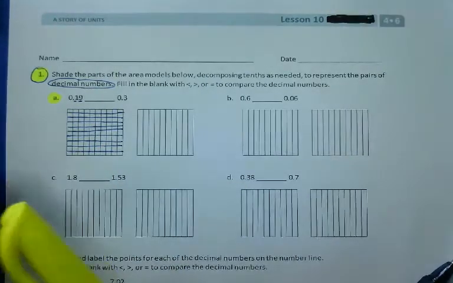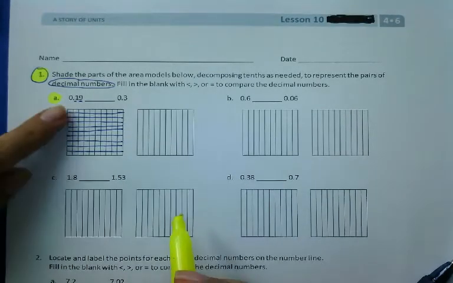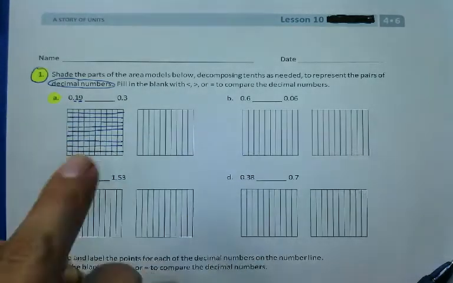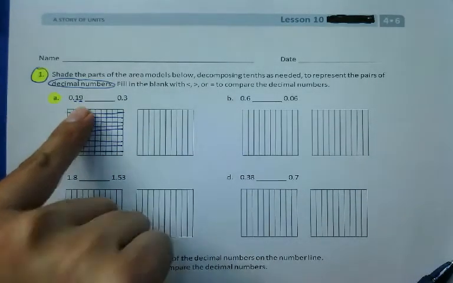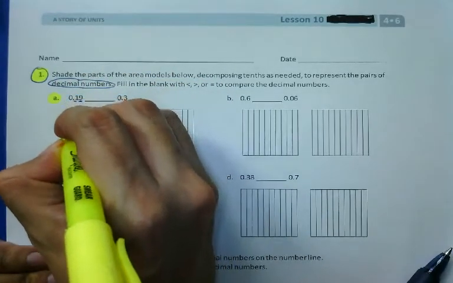So my decimal says that I need to represent 0.19. And because I'm working with hundredths, I'm only going to shade how many? 19. So I know that going down, I have 10.